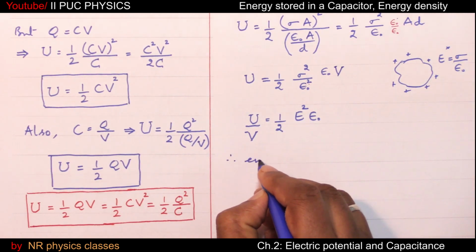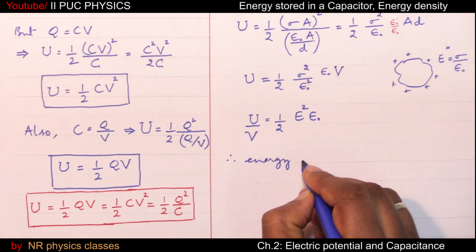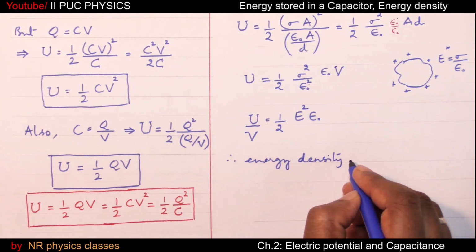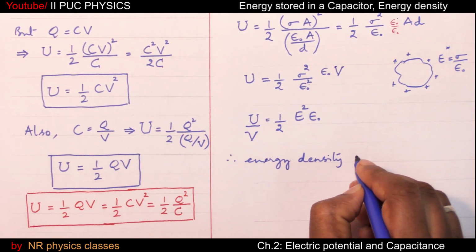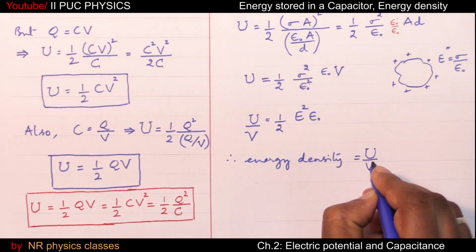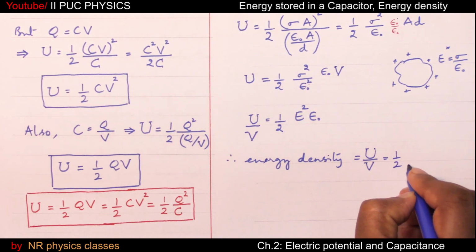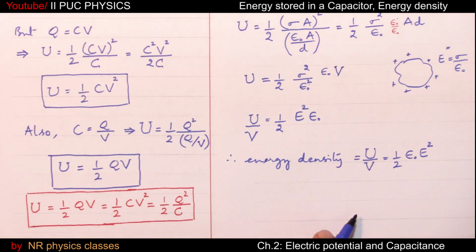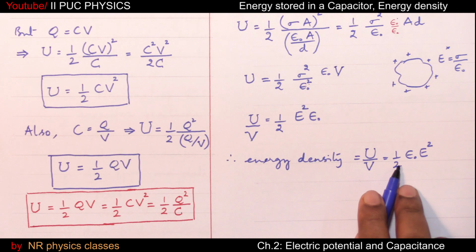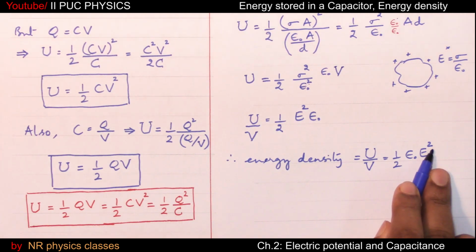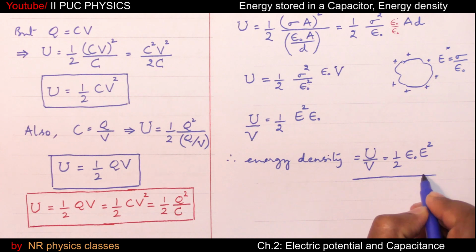Therefore, energy density equals potential energy by volume equals half epsilon naught E square. This will remind us of the expression for kinetic energy, isn't it? Half m v square. Similarly, half epsilon naught E square. So this is the expression for energy density.